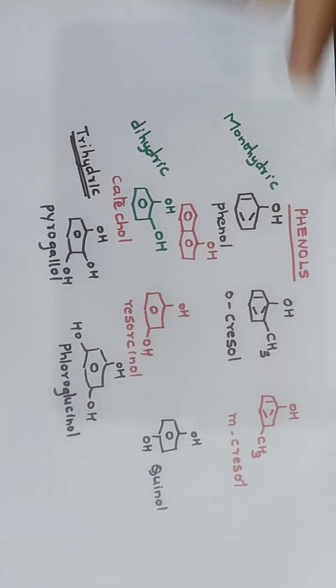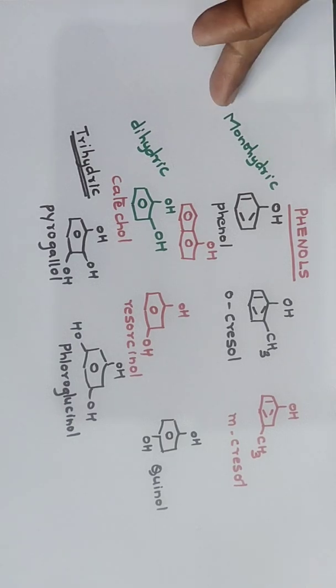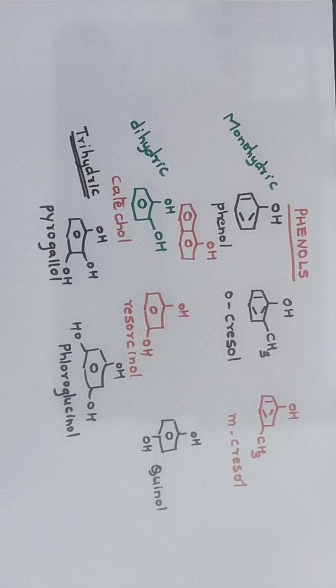So phenols can be classified into monohydric, dihydric and trihydric based on the number of phenolic groups they contain. If a molecule contains one phenolic group, we call it a monohydric phenol. If it contains two phenolic groups, we call it a dihydric phenol. If it contains three phenolic groups, we call them trihydric phenols. This is the basic classification of phenols.